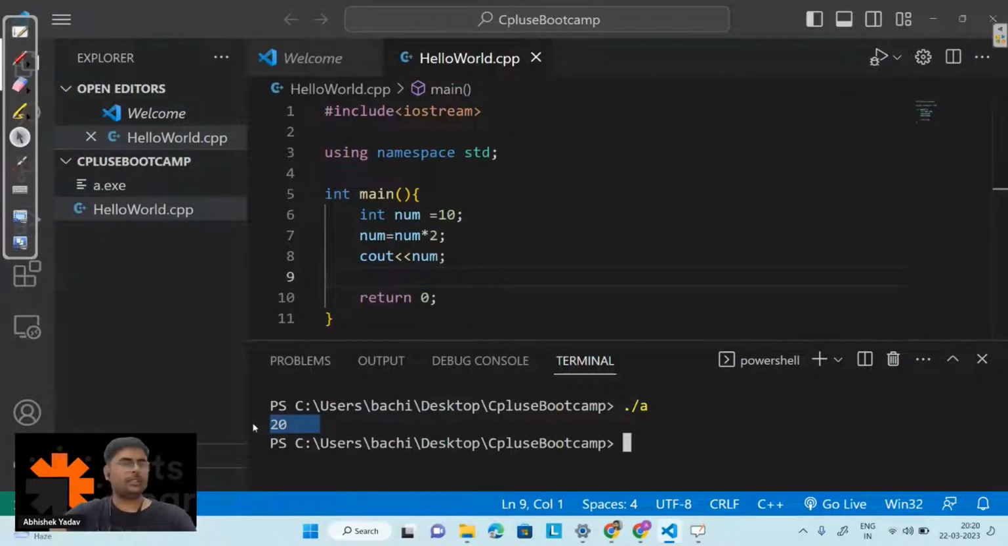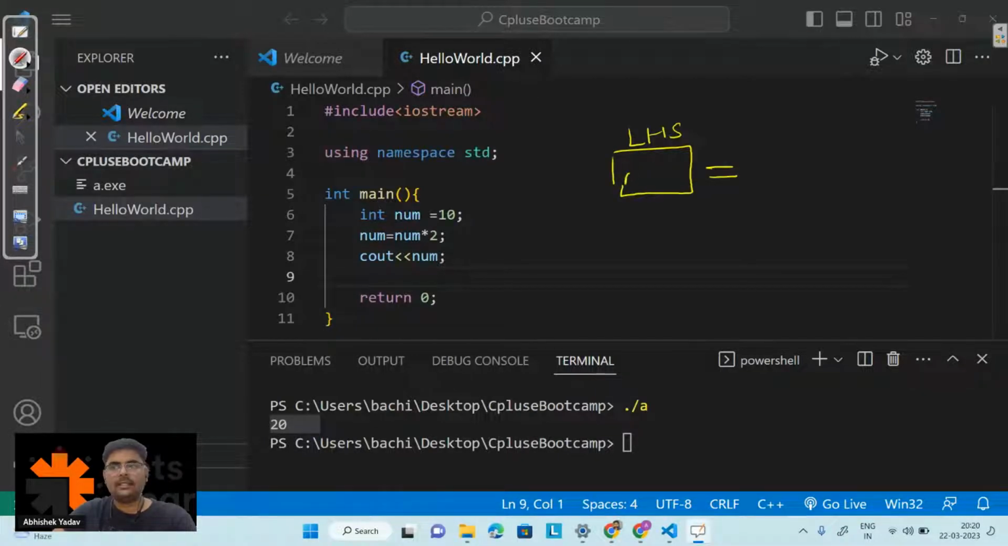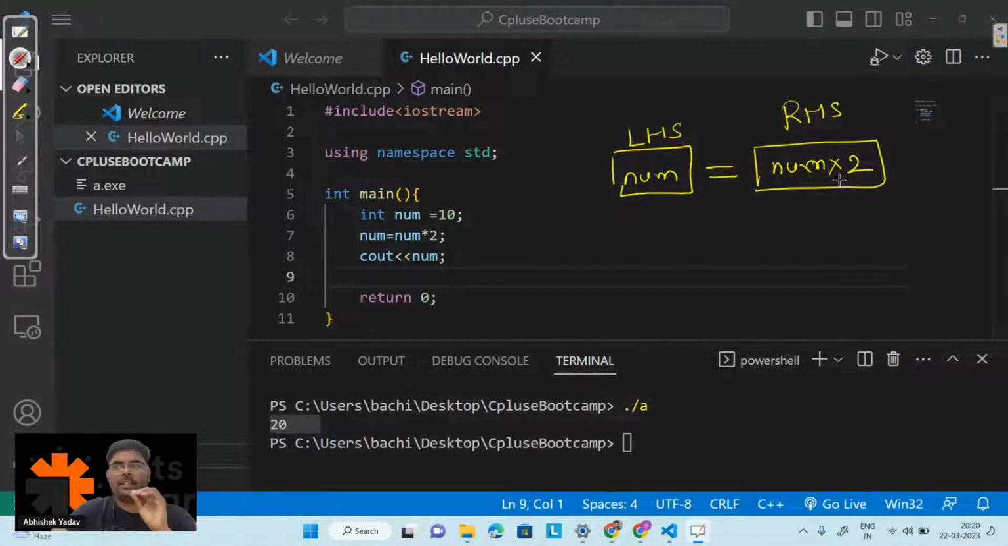So my next question is, if you are clear till this part, can you guys write in the chat here? Here you can see I have the assignment operator, and I have something written on the left hand side part, that is num, and something written on the right hand side part, that is num into 2. So guys, can you tell me which part will get executed first? Will the left hand side part get executed first or the right hand side part? Please write in the chat.